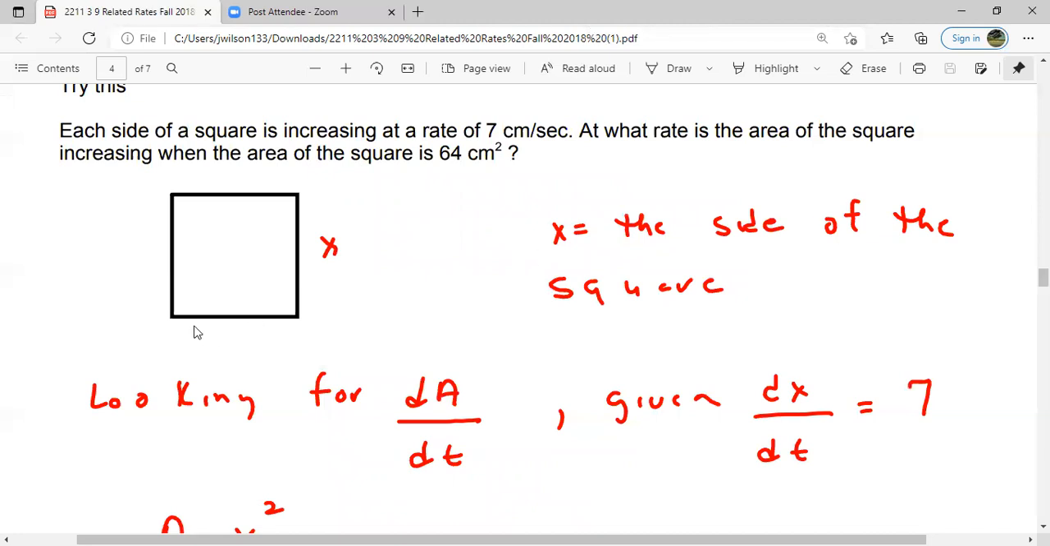So we've got a square and each side would be the same. So we're going to call x the side of the square. And we're looking for the rate of change of the area.